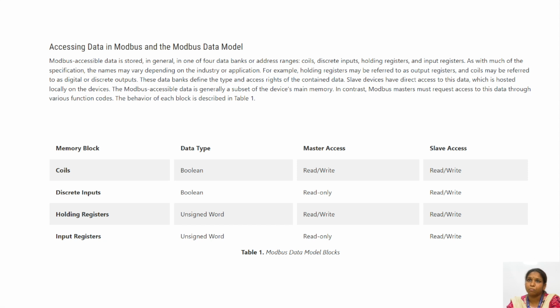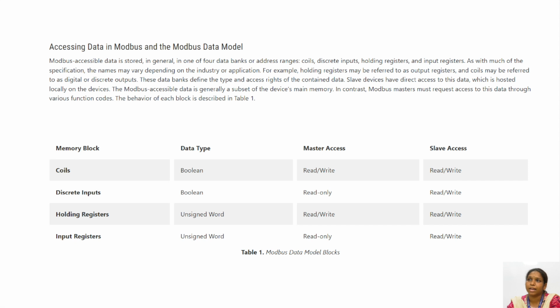Accessing data in Modbus and the Modbus data model. Modbus accessible data can be stored in general in one of 4 data banks or ranges: coil, discrete input, holding register and input register. As with much of the specification, the names may vary depending on the industry or application. For example, holding register may be referred to as output register and coil may be referred to as digital or discrete output. So these data blocks define the types and access rights of the contained data.